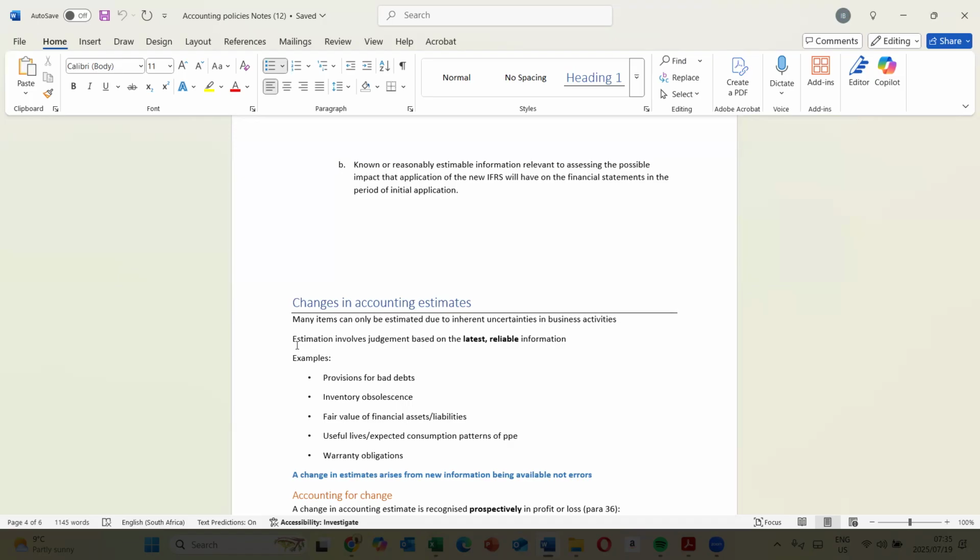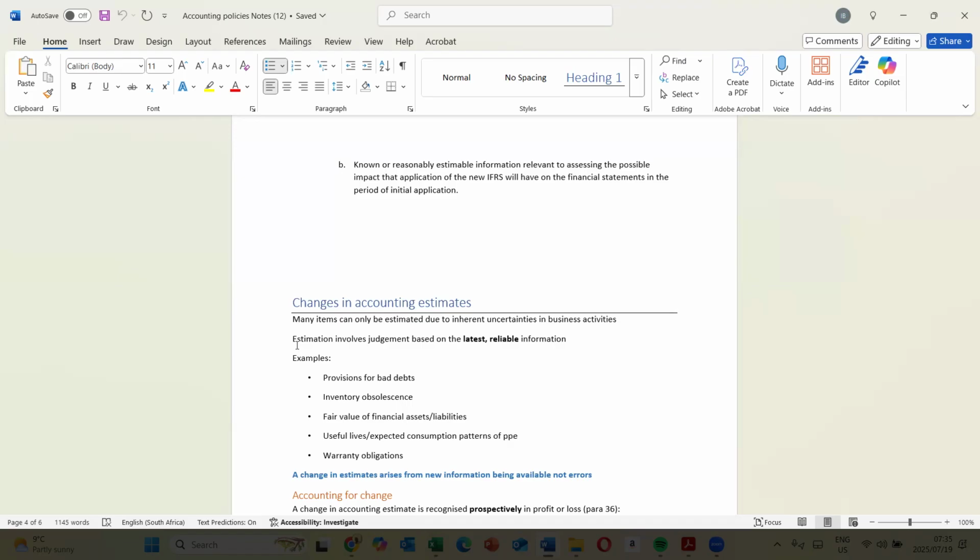The same applies to depreciation. You find that one company could be applying the reducing balance method on a machinery. The other company could be applying the straight line method or the units of production method with regards to depreciation of machinery. So we call those estimates.